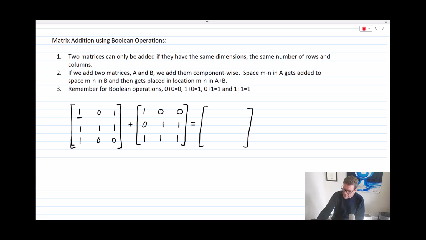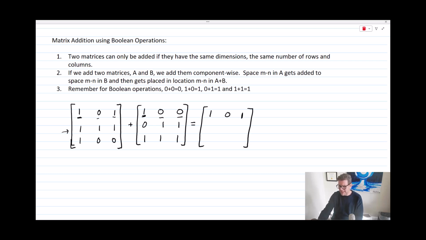We'll start out with the first row, first column, and we're going to add that to the first row, first column in B. 1 plus 1 is going to give me 1. Then I'm going to go over to the next column: first row, second column, 0 plus 0 is 0. Go over to the third column, 1 plus the third column in the first row in B, 1 plus 0, that's going to give me 1.